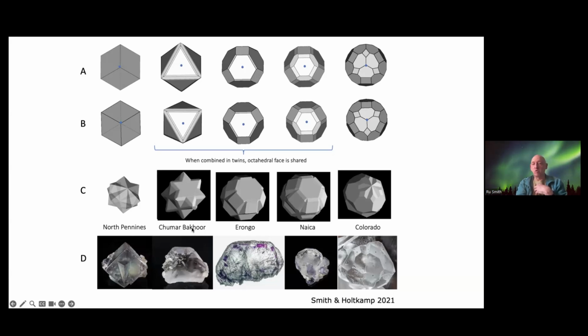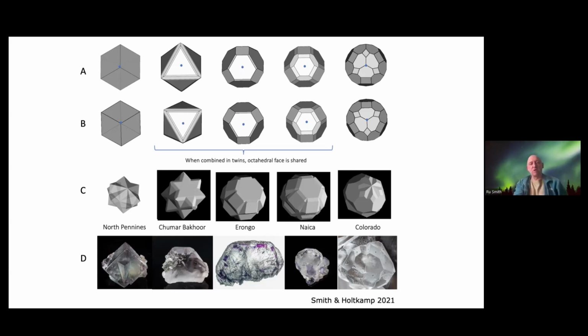This is Chuma Bakur in Pakistan, Erongo in Namibia, Naika in Mexico, and this is a Colorado example. And understanding these didn't start with making the models. It started with holding the specimen and essentially looking around until I was familiar with the different faces. And then the thought experiment of, if I rotate this part 60 degrees, does it map onto the other part? And then I could see that that was the case in all of these.